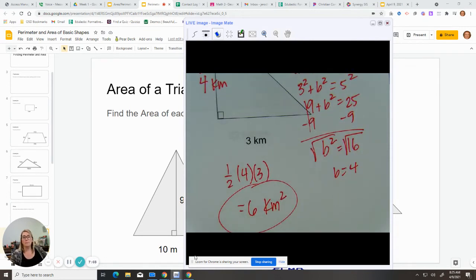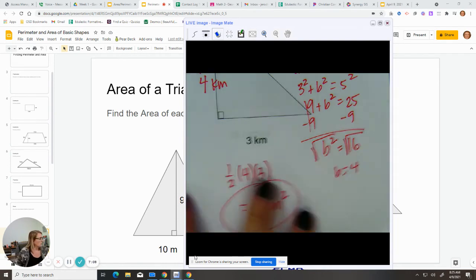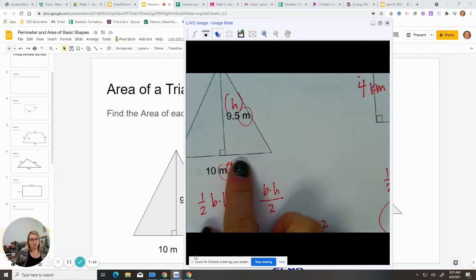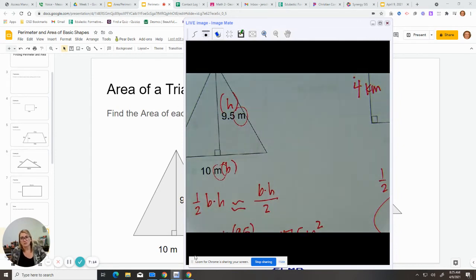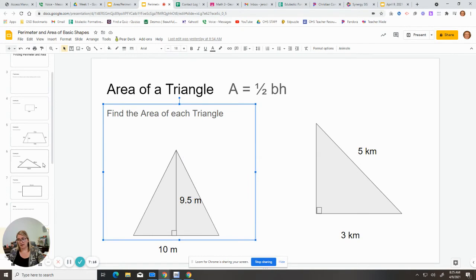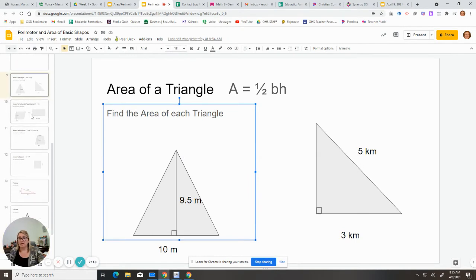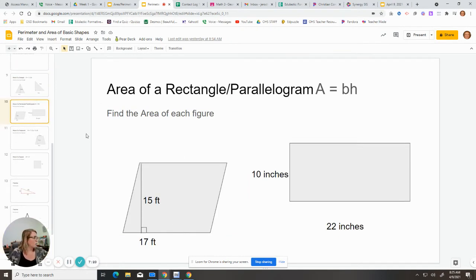So a little bit more steps involved if you end up with a hypotenuse. This one is fairly straightforward as long as you could recognize which parts there are. Okay, so that is triangle for us. Now we're going to move on to a rectangle and a parallelogram. They're both the exact same thing.